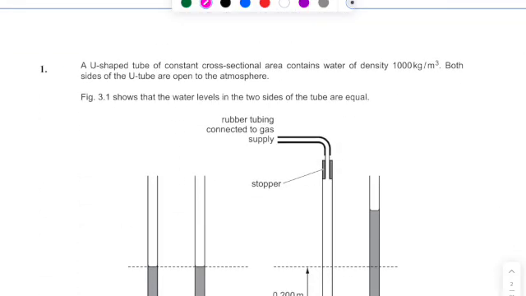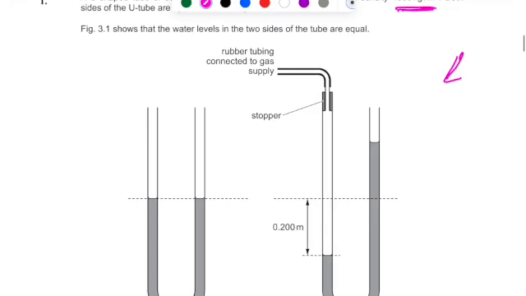Now, a U-shaped manometer. Even though it was not there, we are trying to do it so that it may be useful for the next part of the question which is there in the syllabus. A U-shaped tube of constant cross-sectional area contains water of density rho. Both sides of the U-tube are open to the atmosphere.